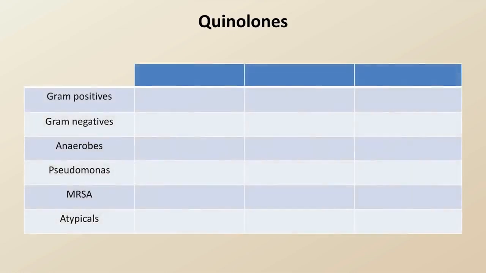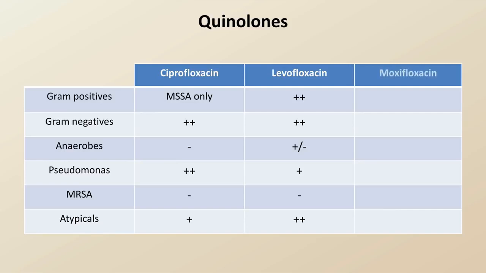Let me quickly review the spectrum of activity of the 3 big quinolones. Among the gram-positives, ciprofloxacin only covers MSSA, but has excellent gram-negative and pseudomonal coverage with fair atypical coverage. Levofloxacin covers gram-positives, gram-negatives, atypicals, and a bit less so Pseudomonas. And moxifloxacin covers gram-positives, gram-negatives, atypicals, is okay for anaerobes, but does not cover Pseudomonas at all.